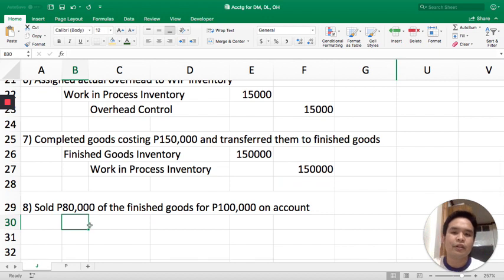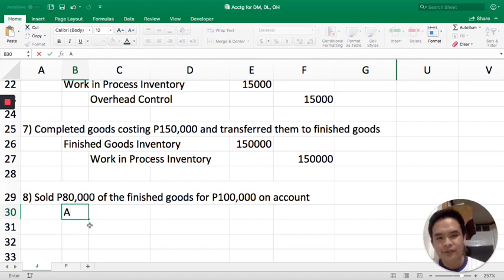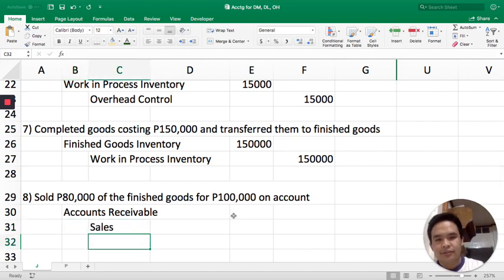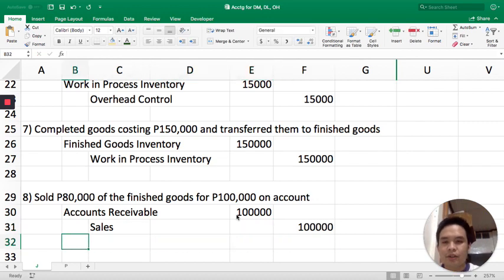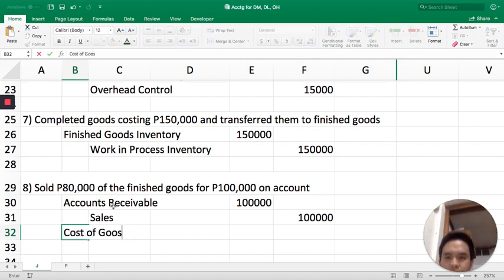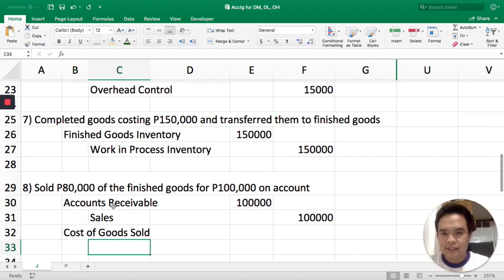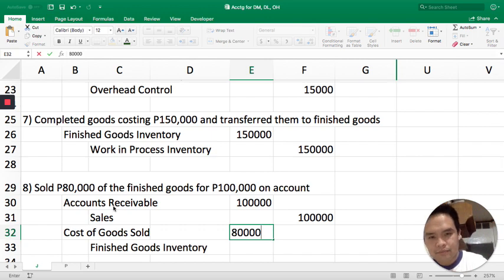Sold 80,000 of the finished goods for 100,000 on account. Unahin muna natin yung sales. So, sold for 100,000 on account, debit accounts receivable, credit sales. So, 100,000. And then, the cost part, that's 80,000 worth of finished goods. So, goodbye, finished goods, debit cost of goods sold, and then credit finished goods inventory. Worth 80,000.